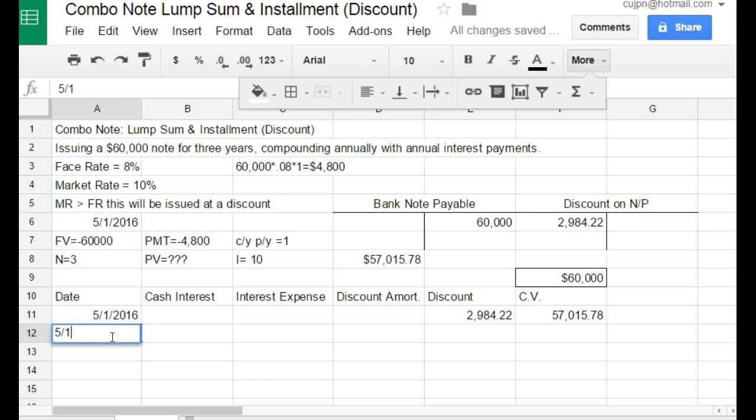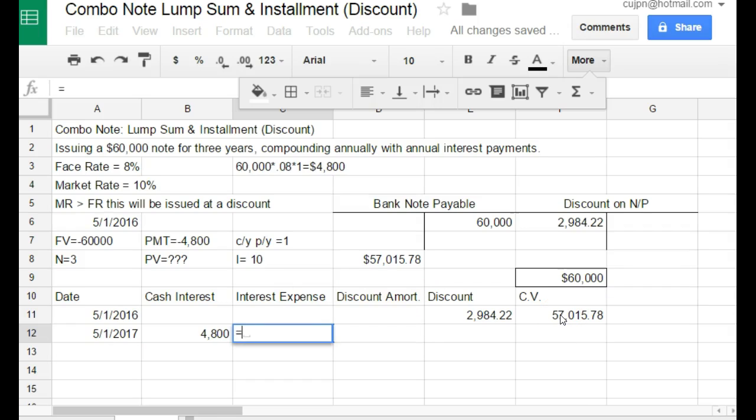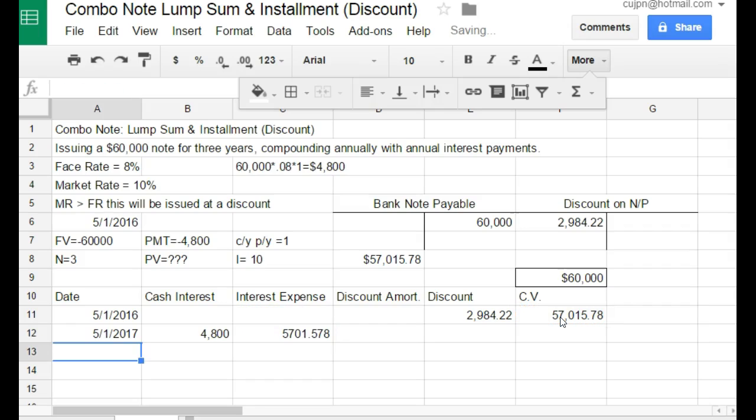So now on 5/1/17, I'm going to make that cash interest payment of $4,800. Now to get the interest expense, I'm basically going to take principal times rate times time. So I'm going to take this carrying value and multiply it by my rate, which is 10%, and then multiply it by time. And you can see how I get the $5,701.57, and we're just going to round that to 58 cents.